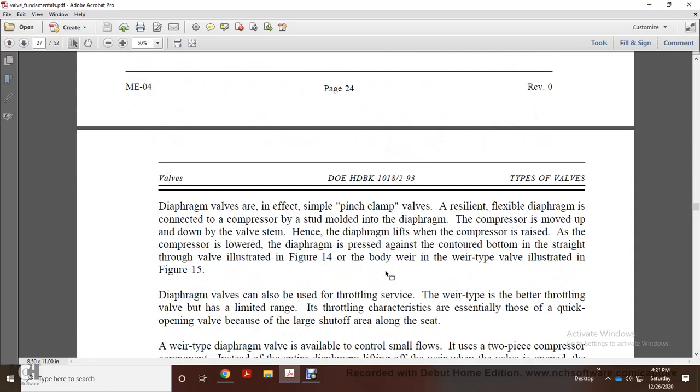Diaphragm valves are in effect a simple pinch clamp valve with a resistant flexible diaphragm connected to a compressor. When the compressor is moved down by the valve stem, the diaphragm lifts. When the compressor is raised, the diaphragm is pressed against the entire bottom in the straight-through valve illustrated in Figure 14, and against the body weir in the weir type valve illustrated in Figure 15.